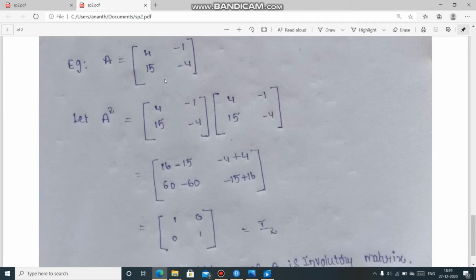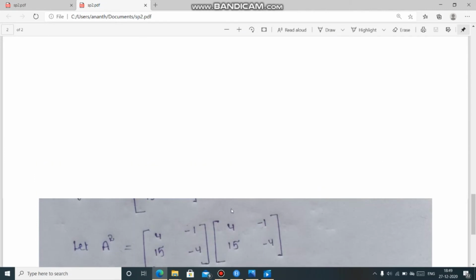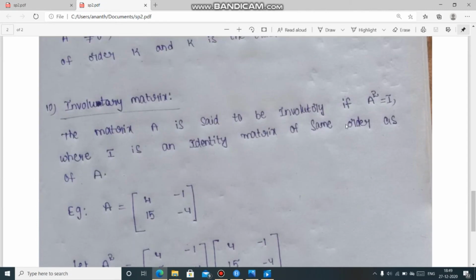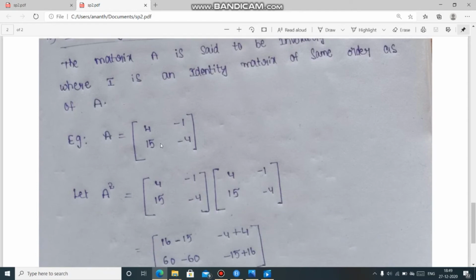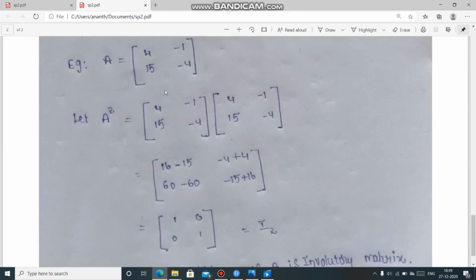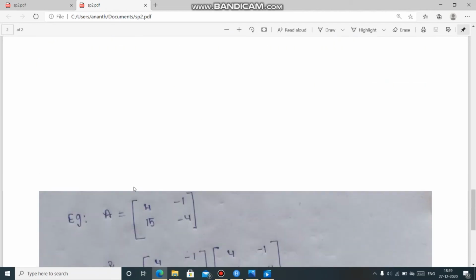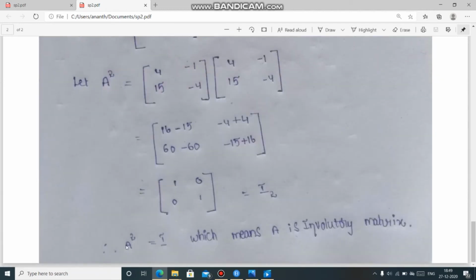So here matrix A is of order 2 and the identity matrix is also of order 2. Matrix A is said to be involutory if A square is equal to I. We proved that A square is equal to I, and I is the identity matrix of the same order as A. This matrix is order 2 and the identity matrix is also order 2. Hence A square is equal to I, which means A is an involutory matrix.